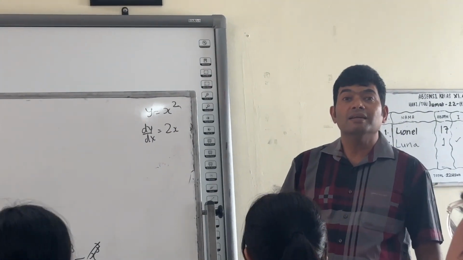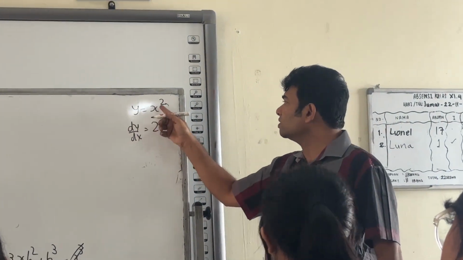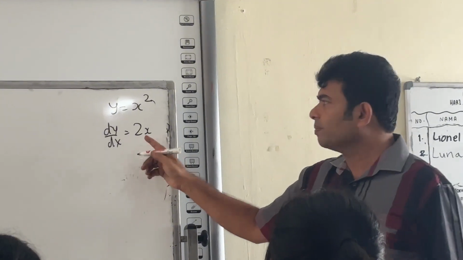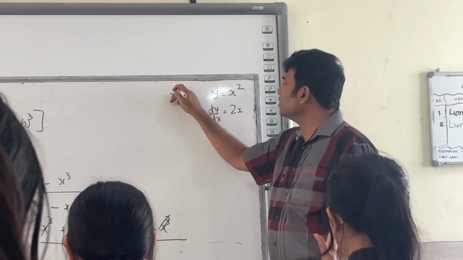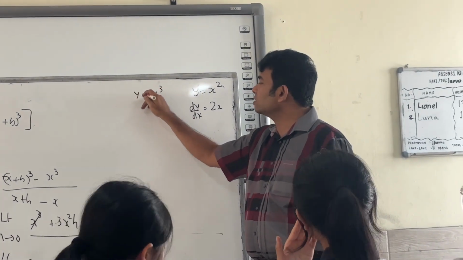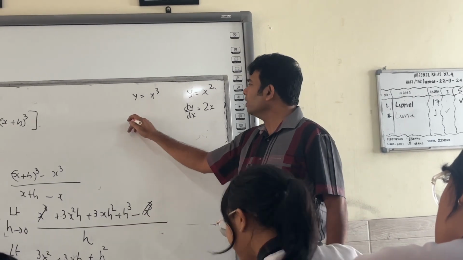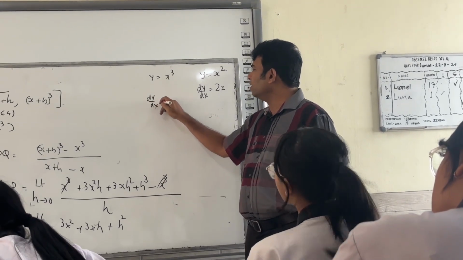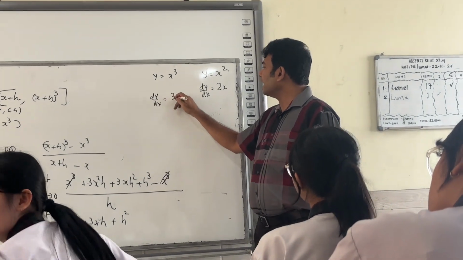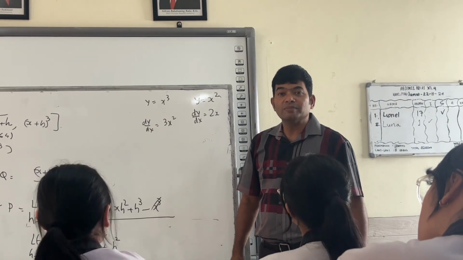What is the derivative of x raised to 2? 2x. Now, just now you got x raised to 3, right? Y equal to x raised to 3. What will be dy by dx? What you got it already? 3x squared. Understanding or not?